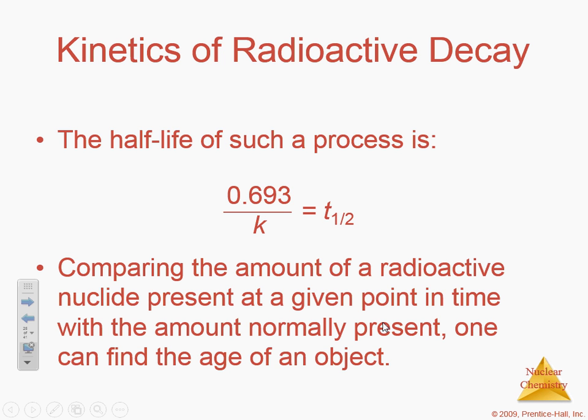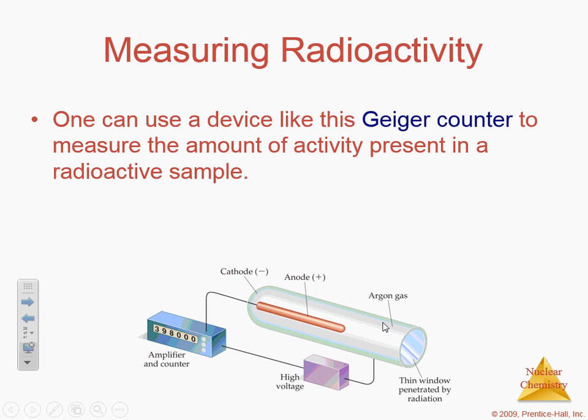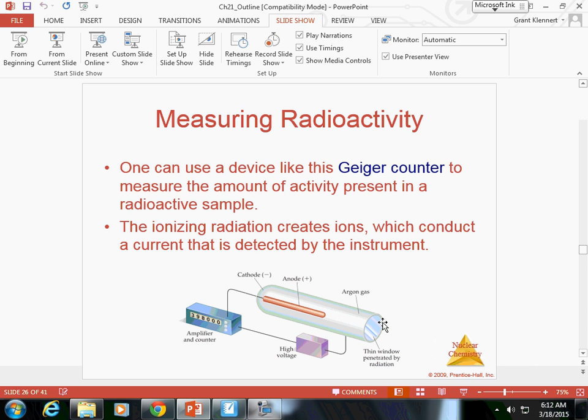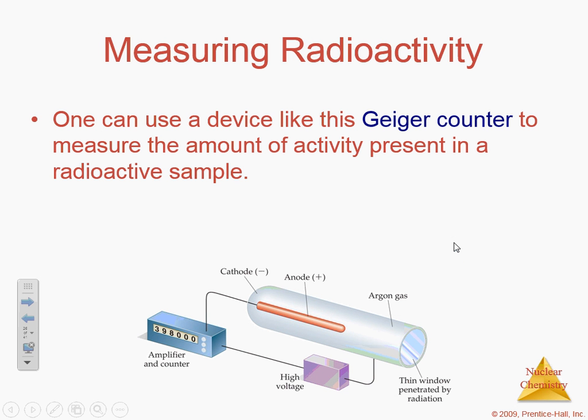Every isotope has a different half-life. So radioactive dating, carbon dating, goes off of carbon-14, and different samples have different half-lives. Uranium has different half-lives. Typically, the more unstable an element is, the shorter its half-life is. When we measure radioactivity, this is just for your knowledge more than anything, we're going to use a Geiger counter, which measures the radioactivity present in a sample.